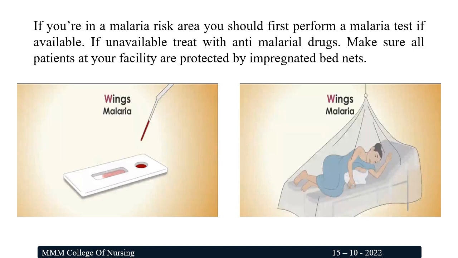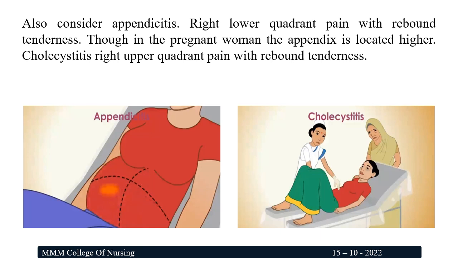And also you should consider appendicitis, the right lower quadrant pain with rebound tenderness. Though in the pregnant woman, as you see in the picture, the appendix is located a little bit higher. And you can also suspect cholecystitis, that is right upper quadrant pain with rebound tenderness.